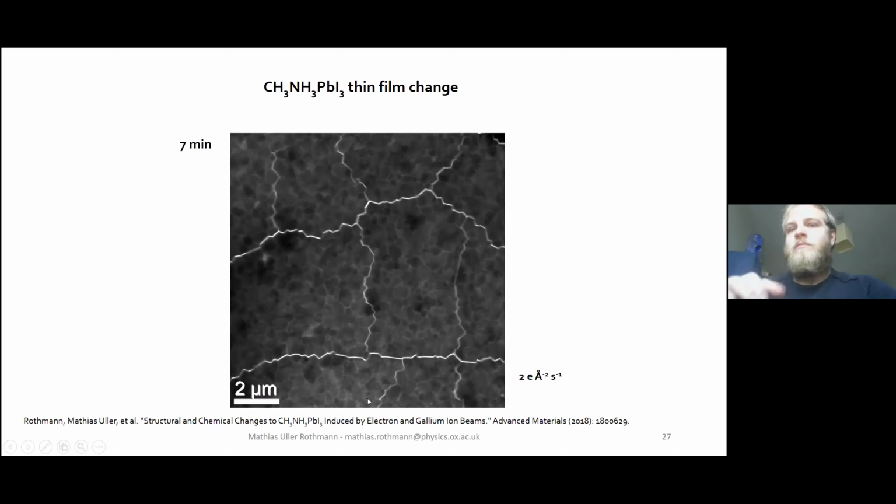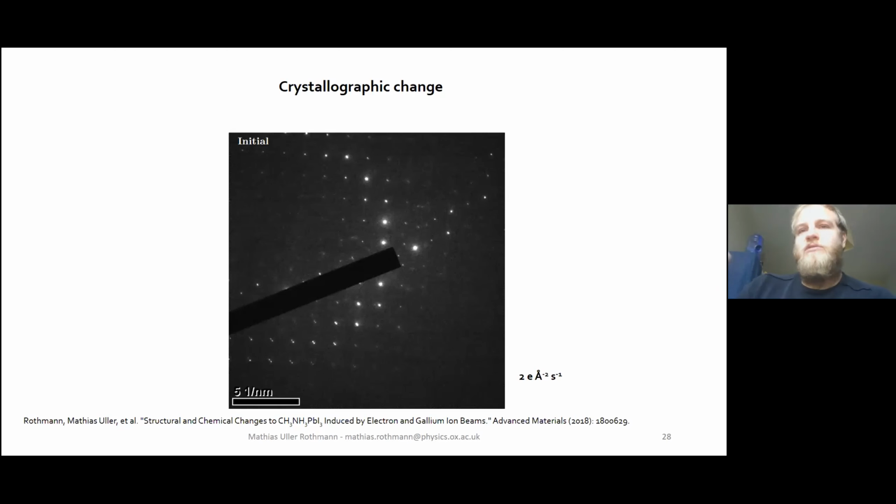Now, a regular TEM session lasts anywhere from 2 to 8 hours. So if you expose your material for that long, you're definitely not looking at the pristine material. So you need to keep moving to new areas, basically, which is a bit of a pain in the butt. We can see this happening on a crystallographic level as well.